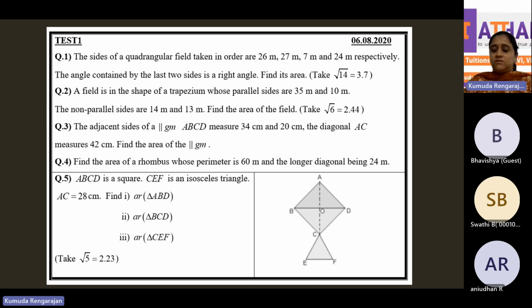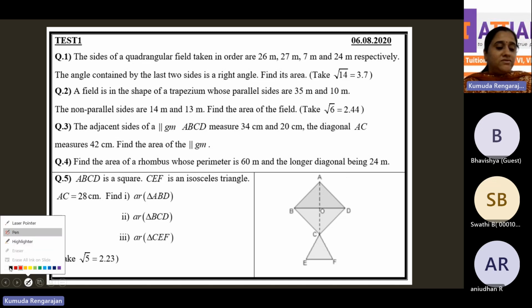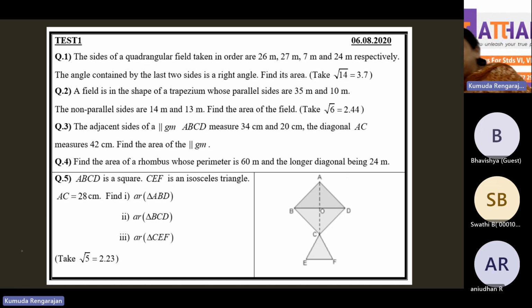You should tell me if this paper is easy. Easy meaning if the questions are familiar, or if you feel that you have not taught us such questions in class, how can you give all difficult ones? Tell me now. See the first one. The sides of a quadrangular field taken in order are given, and the angle contained by the last two sides is the right angle. Find its area. Have we worked a similar question in the class?